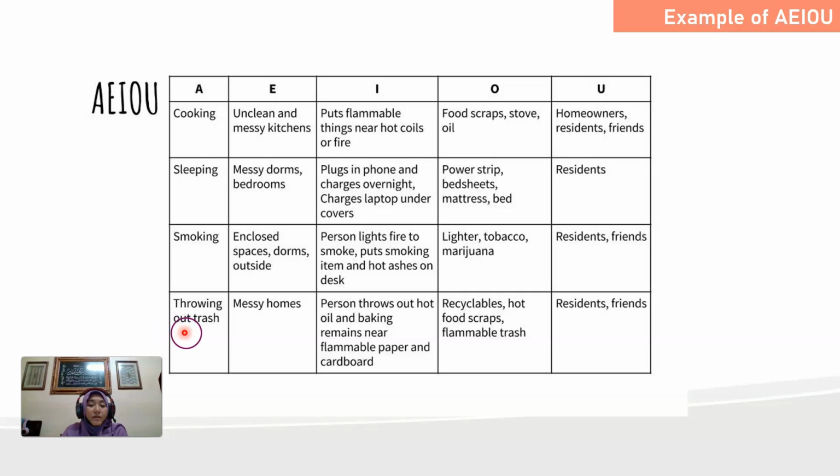And then for the throwing of trash activity, what happens in the environment: messy homes. What are the interactions involved: a person throws out hot oil and baking remains near flammable paper and cardboard. And then for the objects: recyclables, hot wood scraps, flammable trash, and the users involved are residents and friends.